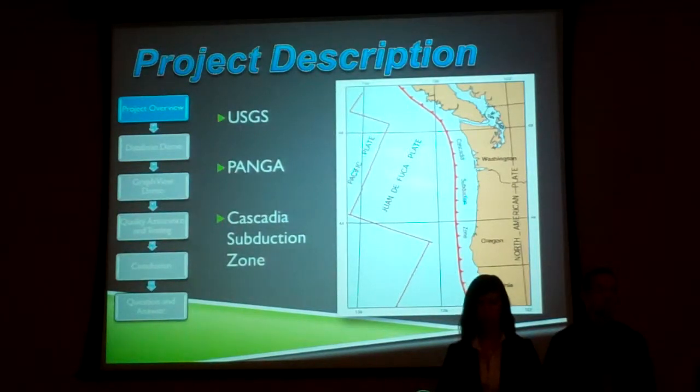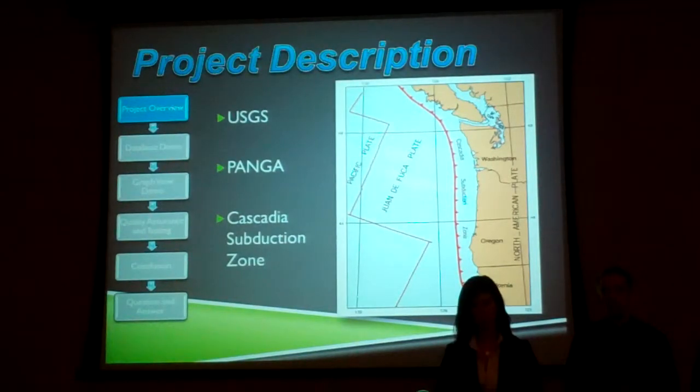PANGA is the Pacific Northwest Geodetic Array. They are working under the USGS. They're a research team here at Central Washington University, and they monitor and analyze data from over 300 GPS monitoring stations placed throughout the Cascadia subduction zone. They have a special interest in earthquake prediction and seismology.